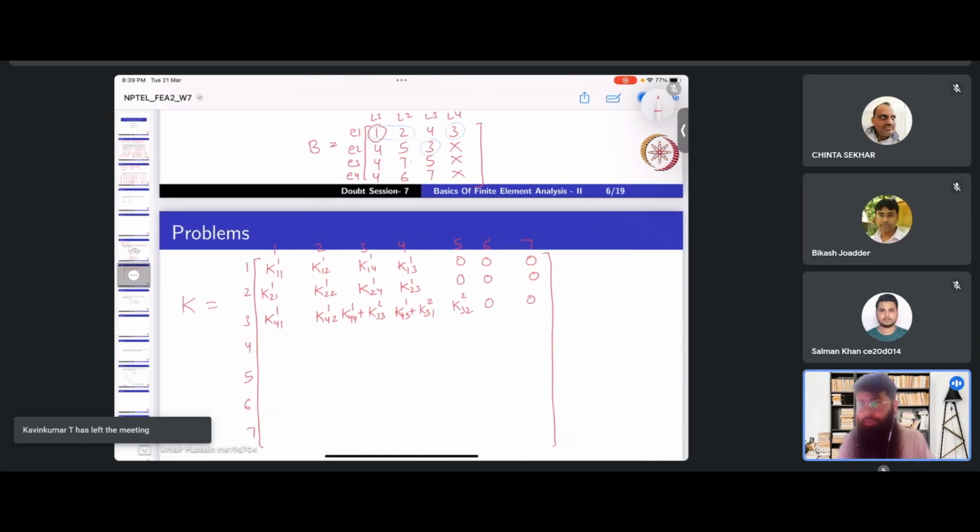So 4 is part of all 4 elements, so its contribution would come from all 4 elements. I think we'll do this one, then we'll stop this question.